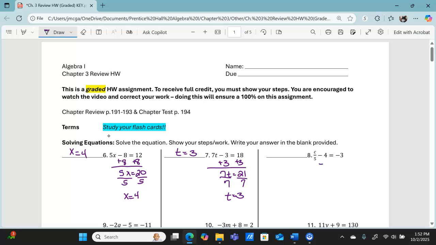In number 8, we're going to add 4 to both sides. This is the first time we have anything where when we add, we have a positive 4 and a negative 3. So the signs are different, so we find the difference and keep the sign of the larger. c over 5 is divided by 5. The opposite of dividing is multiplication, and that will give me c equals 5.